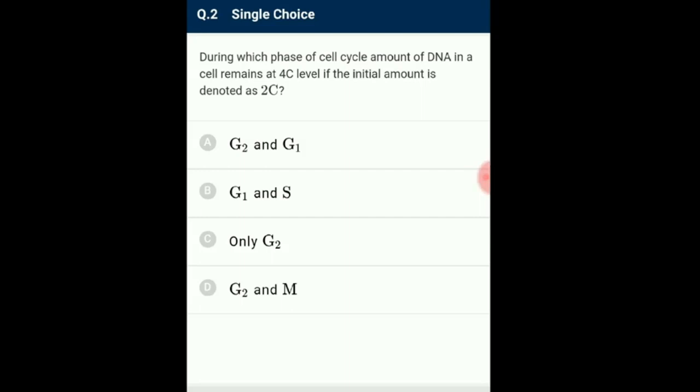In S phase, the synthesis of DNA takes place and hence the amount of DNA doubles. Thus, after S phase, in G2 phase, the DNA has doubled. It becomes 4C. So the answer is option C, only G2.